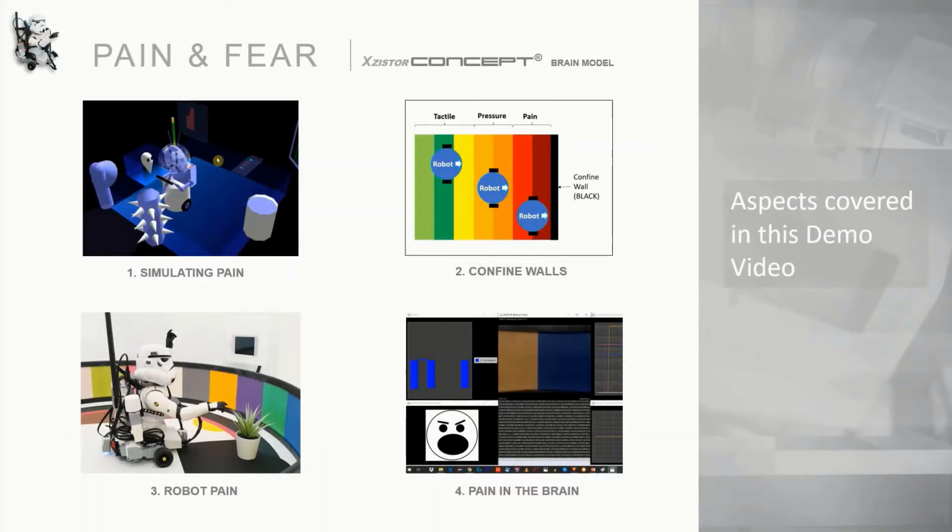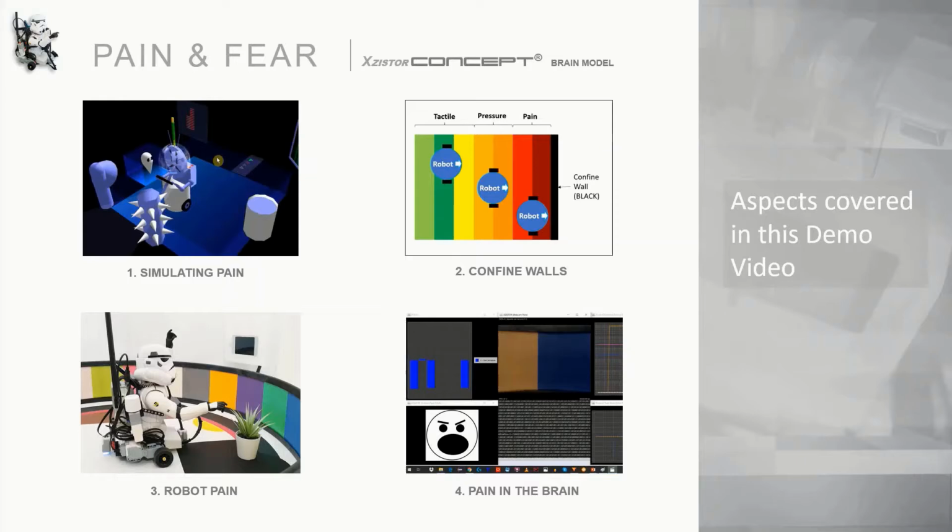In this video we will look at how we simulated pain the first time, in one of the very first simulations we did to prove the Xzistor concept, a little model called Simi, and we'll look at how we modeled pain in the 3D virtual environment. Secondly, we'll look at the simple rules we use when the robot is going to collide with a wall and generate pain.